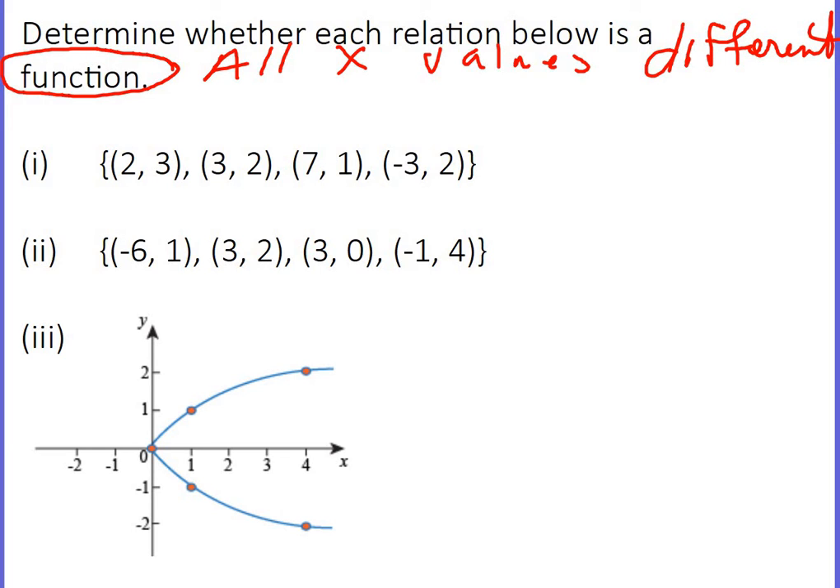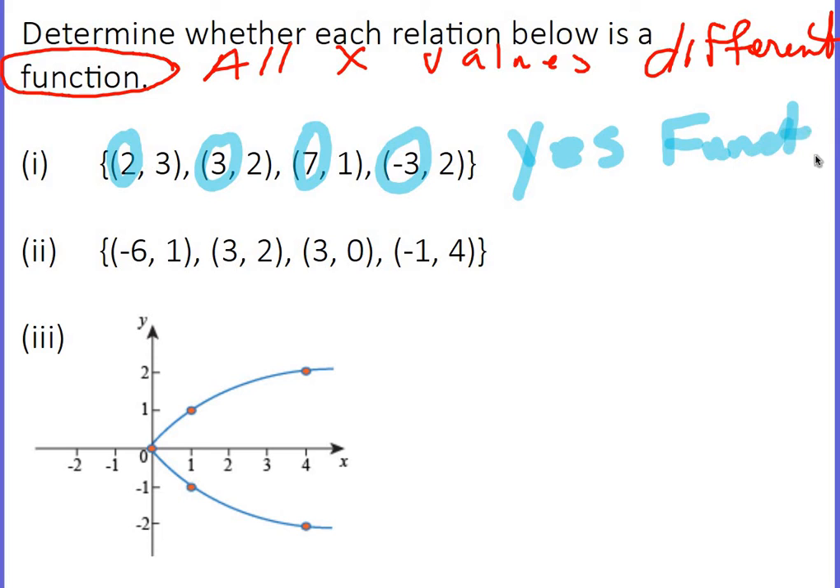Okay, so let's take our highlighter and we're going to see what our x values look like. This is a 2, a 3, a 7, and a -3. Those are all different. So yes, this is a function. Then we're going to look at the next ones. -6, 3, 3. There's my repeat right there. If it repeats, it is not a function.